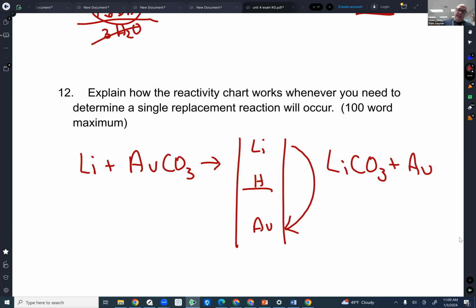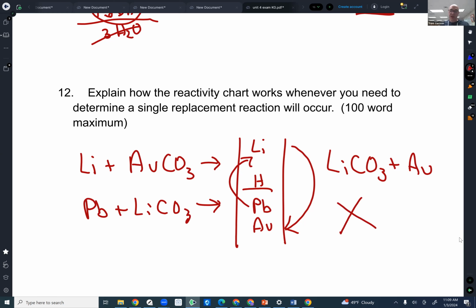But what if we did this in reverse? If we had, say, lead down here. If we had lead plus lithium carbonate, it will not occur because the element is least reactive on the other side. So this will not produce a reaction.